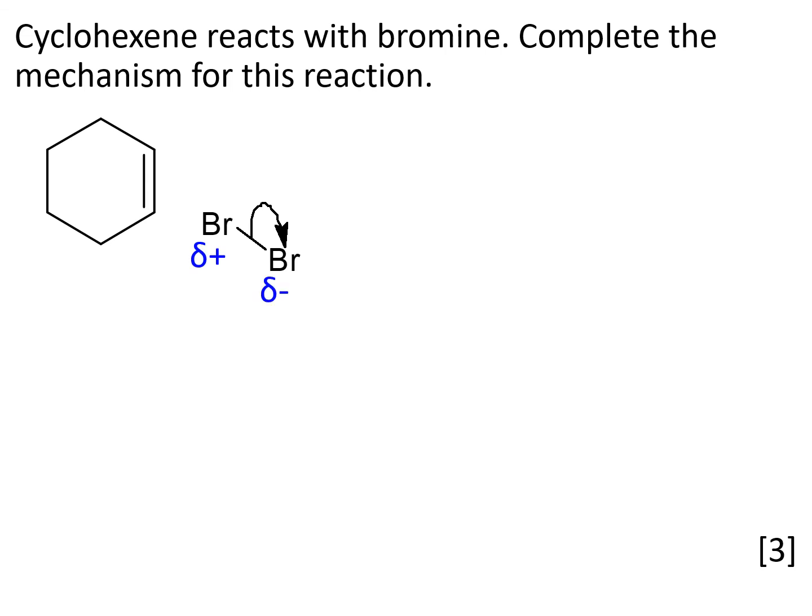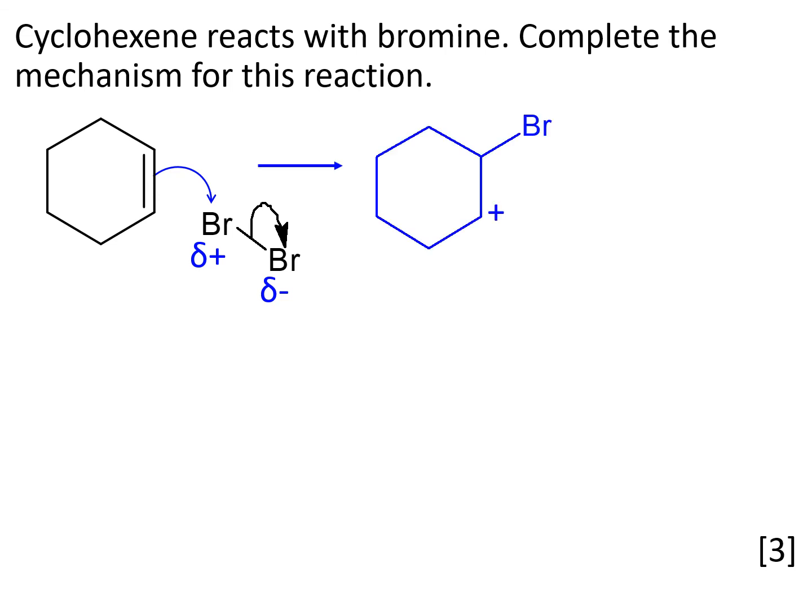The delta positive and delta negative can be put on that bromine molecule, so a dipole is induced as soon as the bromine molecule approaches the carbon-carbon double bond. The carbon-carbon double bond breaks, and those pair of electrons from that double bond go to form a bond with the bromine, and the bromine to bromine bond, that black arrow, is showing that that bond is breaking.